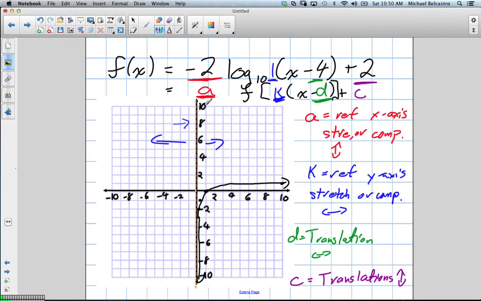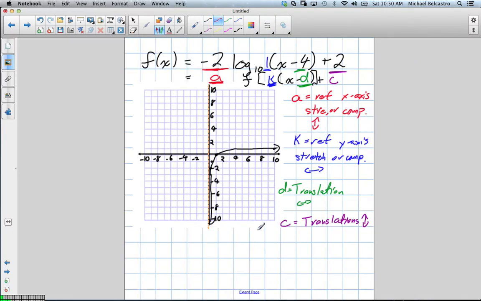Okay. So one of the first things we probably want to do is the reflection. Because A is a negative value, it's going to reflect it on the x-axis. So if we were to do one step at a time, let's say we did this with red, just the reflection itself. So if we were to talk about just f(x) = -log base 10 of x. The only thing I'm doing is reflecting it. We're going to take all of our values and flip them around. So this value is still going to stay the exact same.